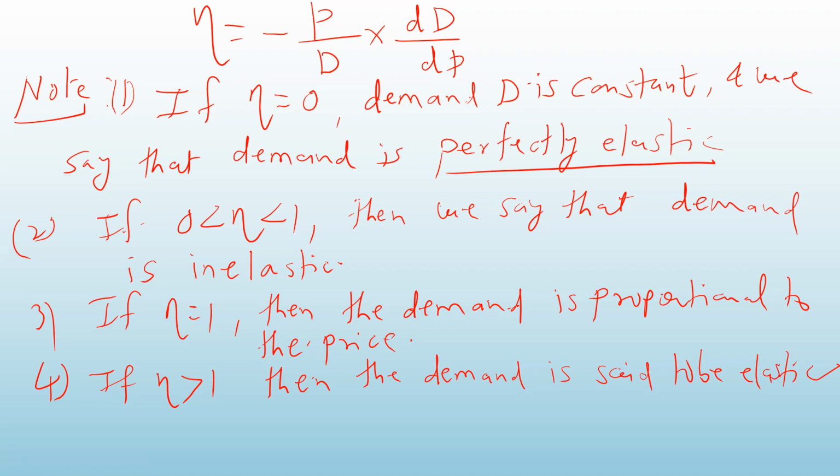And if eta is between 0 and 1, then we say that demand is said to be inelastic. And if it is equal to 1, then the demand is said to be proportional to the price. And if it is bigger than 1, then the demand is said to be elastic. So let us now calculate the elasticity of demand for some of the demand functions. So let us take an exercise.